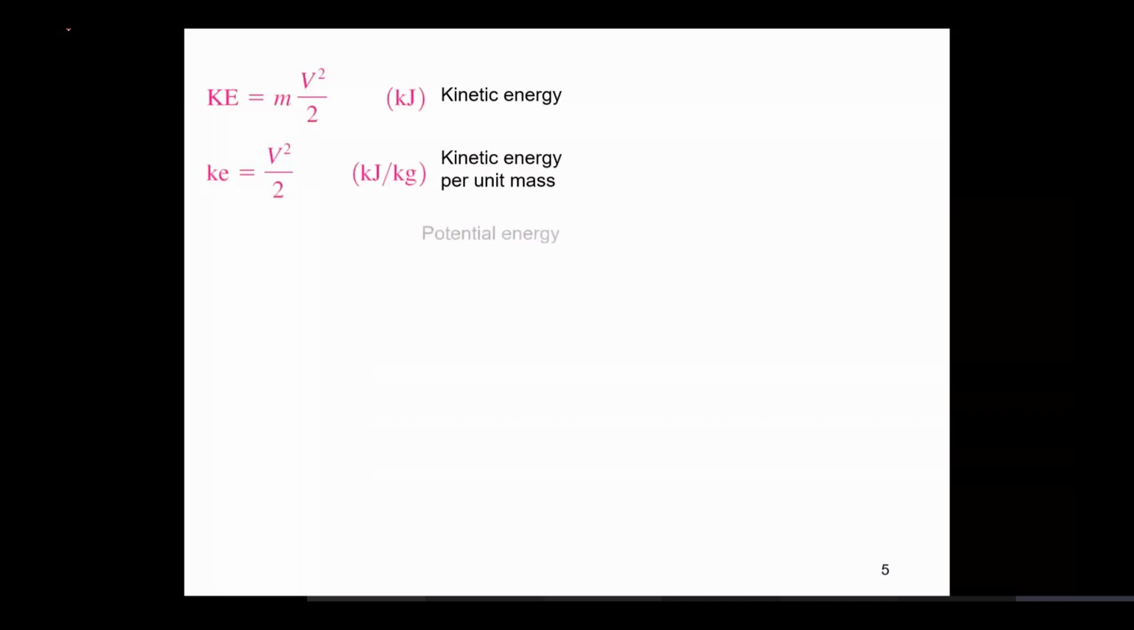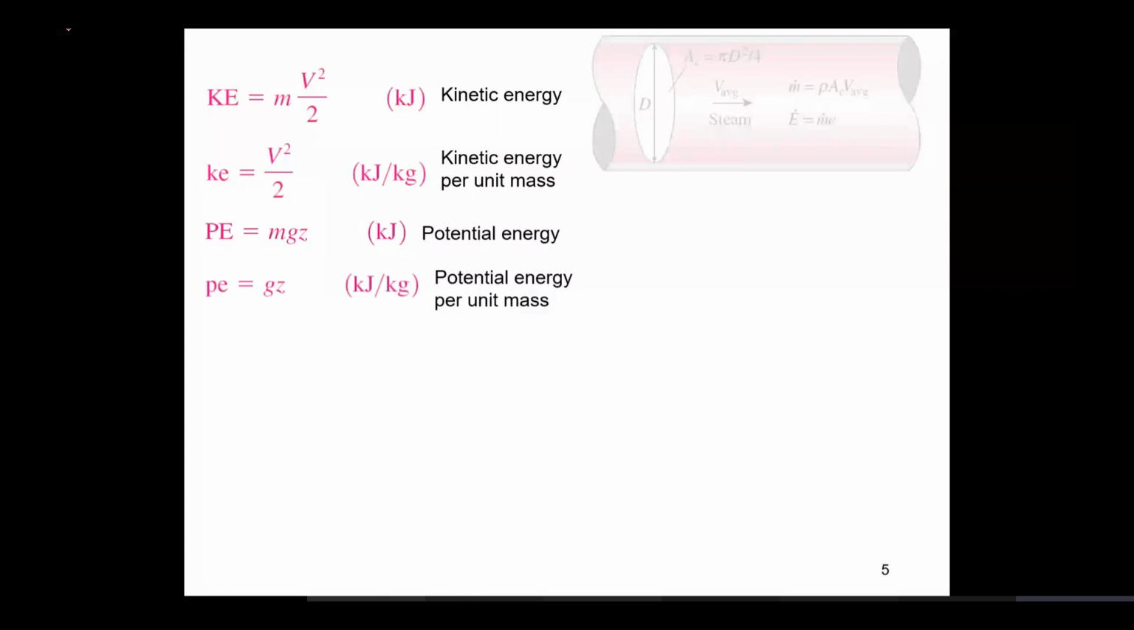Similarly, is the case for potential energy. When it is an extensive property, you have the total energy. When it is an intensive property, you'll express it in terms of per unit mass and with small letters. Clear enough? Moving on, you have to be considerate of the fluid flowing through the system.